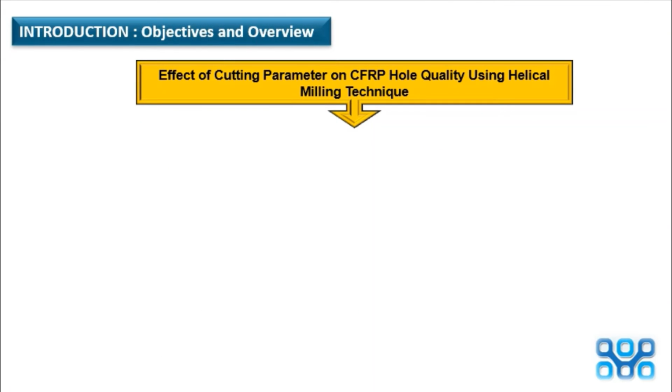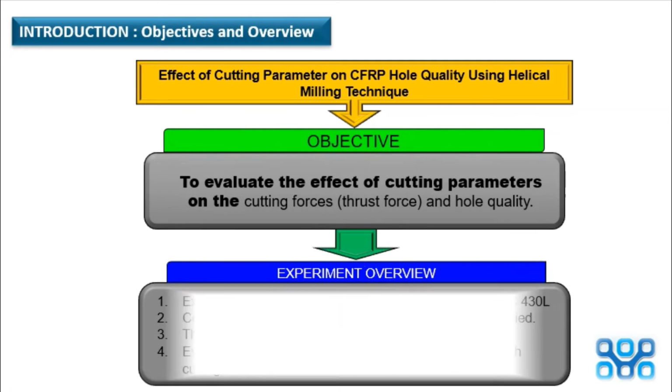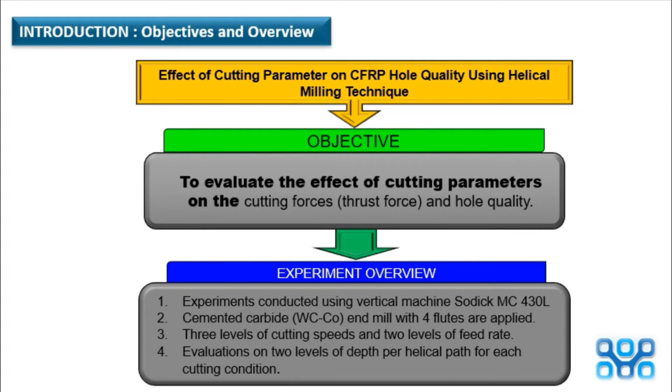Objective and overview of this experiment. The objectives are to evaluate the effect of cutting parameters on the cutting force and the hole quality. The experiment will be conducted using a vertical milling machine, Solid MC430L, cemented carbide WC-Co, and a mill with 4 flutes, 3 levels of cutting speed and 2 levels of feed rate, and evaluation of 2 levels of depth per helical path for each cutting condition.